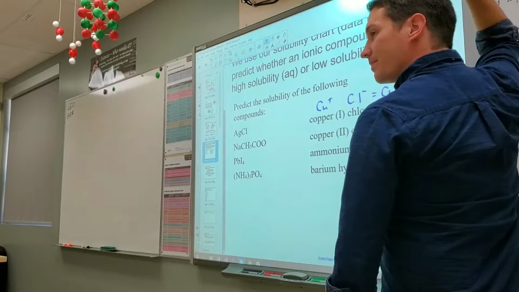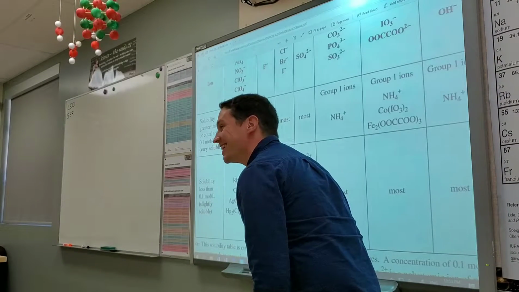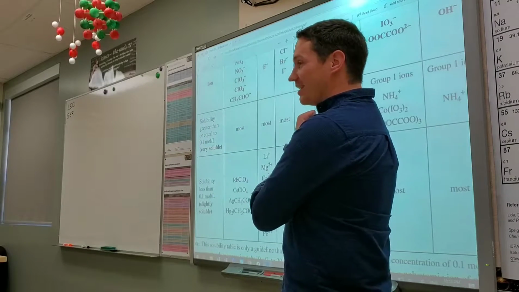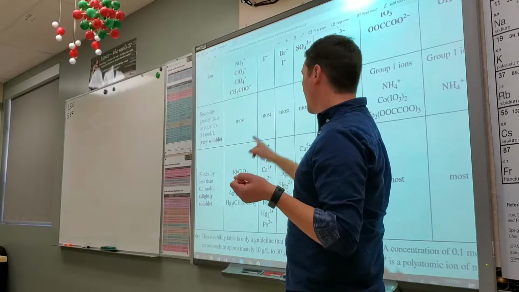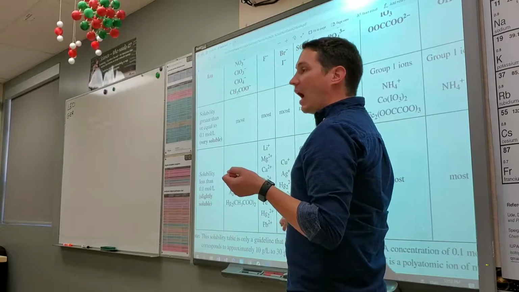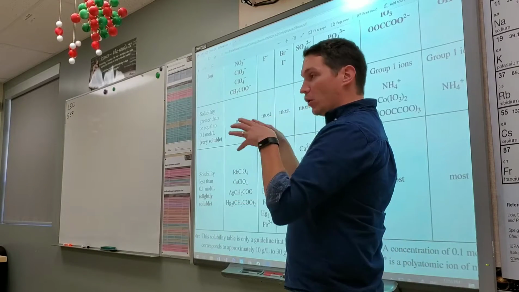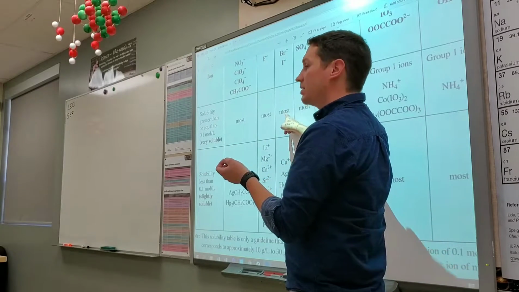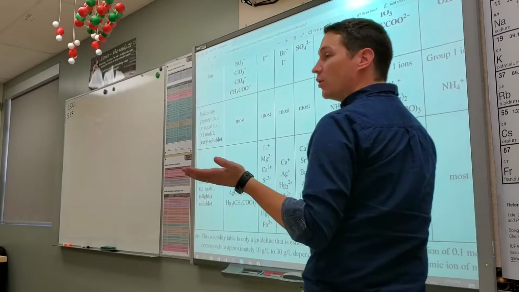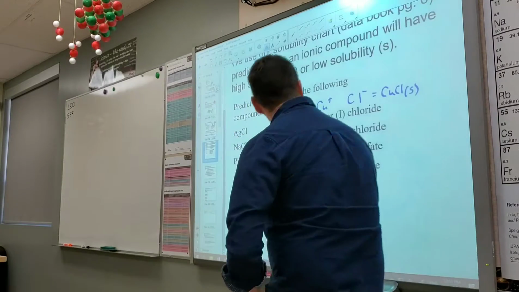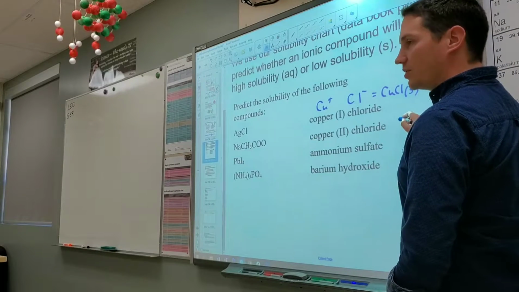So we're still looking for chloride. And Tommy, do you see copper 2 plus anywhere in this list? I don't see copper 2 plus anywhere in this list. So what does that mean? It's under most, right? Most means copper 2 plus, and so it will be very soluble. So what should we write? We'll write aqueous or AQ for a state of matter. But you have to tell me the correct formula, right? What's the correct formula for copper 2 chloride?